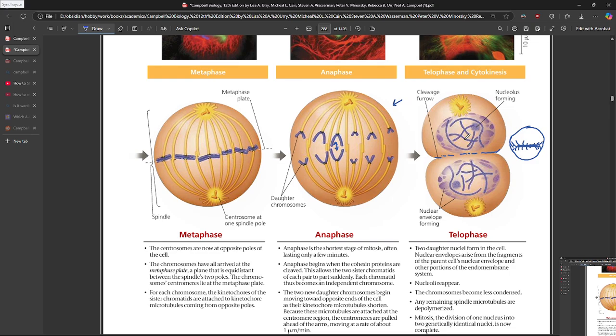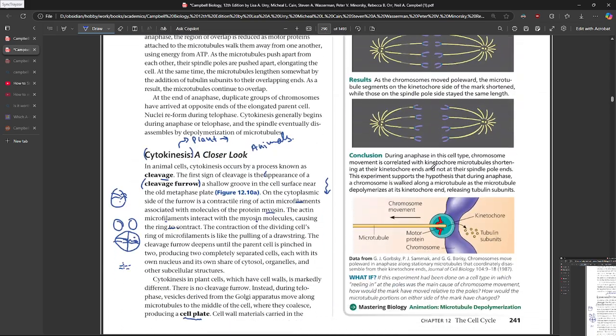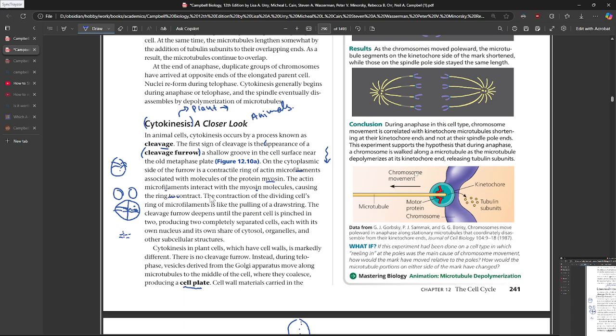When they say cytoplasmic side, I'm not sure. Anyways, though, so the contraction of the dividing cell's ring of microfilaments is like the pulling of a drawstring. The cleavage furrow deepens until the parent cell is pinched in two. Pinched as in, it's like you have a force that's pulling it this way, you have a force that's pulling it this way. So this gets down, so it's pinching together until that pinch just pops out and you have two different cells.